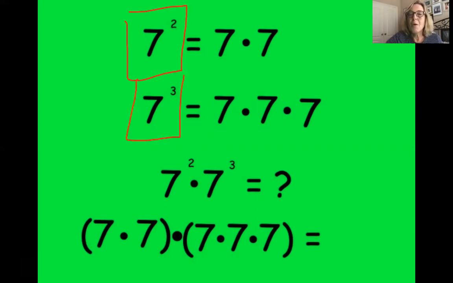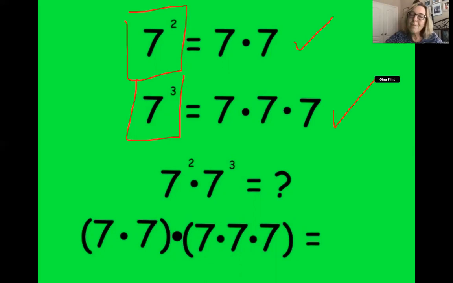Now, I want you to think about what that means. And this may be somewhat simple to start, but that understanding is going to be really important as we go forward. 7 to the second power means that 7 is a repeated factor twice. So it means 7 times 7. And 7 cubed means 7 is a factor and it's repeated 3 times.